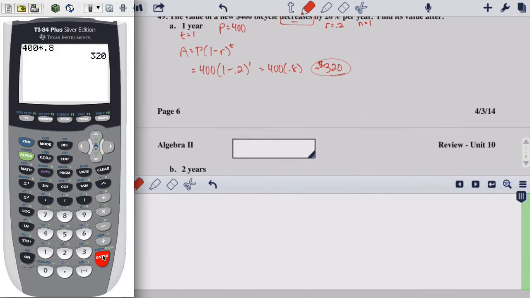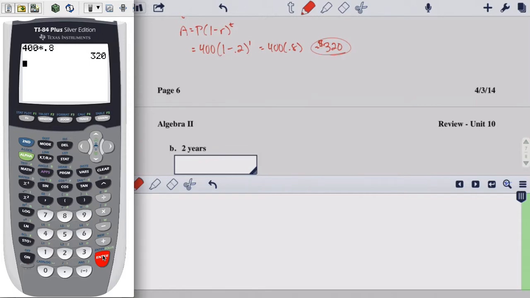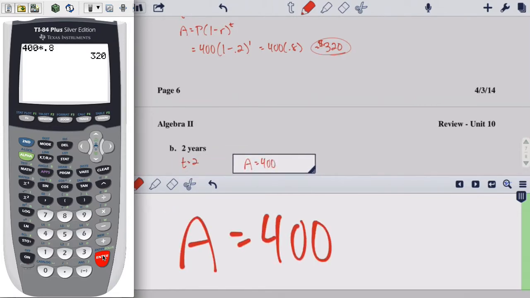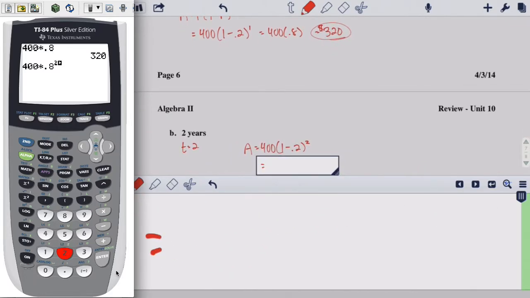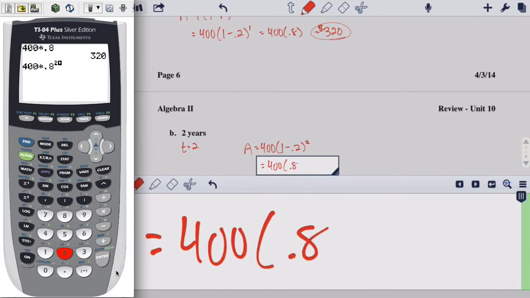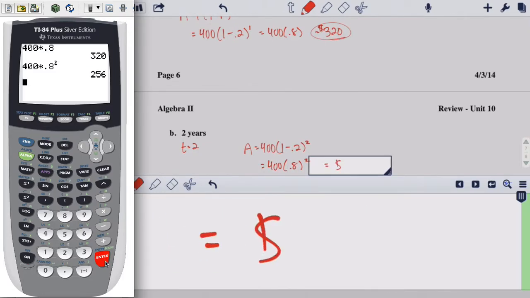Same setup, doing 2 years now. So t is equal to 2. So A is equal to 400 times 1 minus 0.2 squared. What I'm going to do is raise the 0.8 to the second power. That's what I get if I evaluate this, right? 400 times 0.8 squared. I hit enter and I get 256. So after 2 years, it's worth $256.